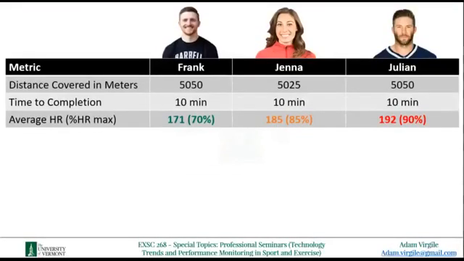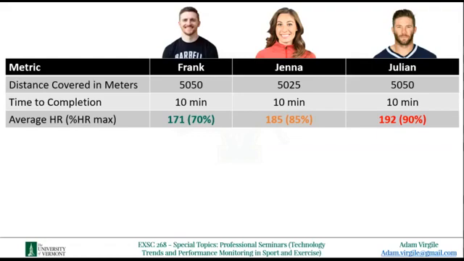But now, when we add on a layer of heart rate or average heart rate response, you see that each athlete had a very different response to that session. And if we were to take away that internal load metric and just look at the external loads, the time to completion and the distance covered in meters, it looks like everyone kind of did the same thing more or less. And they did, but their response to it was very different.